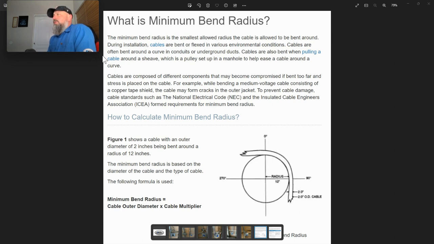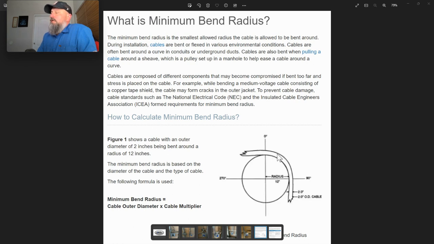Cables are composed of different components that may become compromised if bent too far and stress is placed on the cable. For example, while bending a medium voltage cable consisting of copper tape shield, the cable may form cracks on the outer jacket. To prevent cable damage, cable standards such as the National Electric Code and the Insulated Cable Engineers Association form requirements for minimum bend radius. And this, I just want to give you an example of what it looks like. So we got this example here, and it shows the cable with an outer diameter of 2 inches.